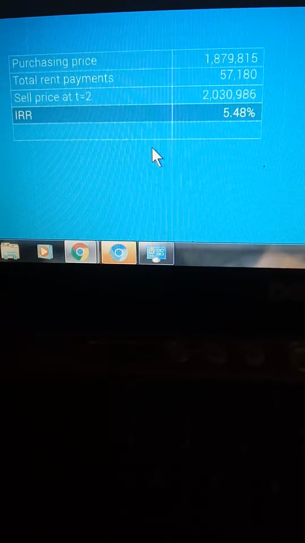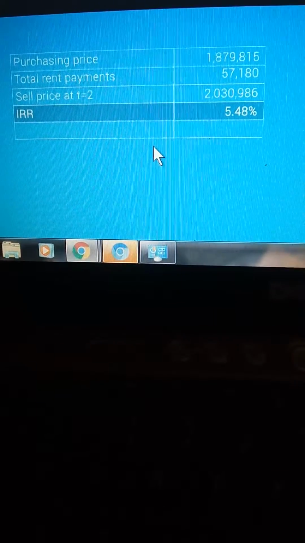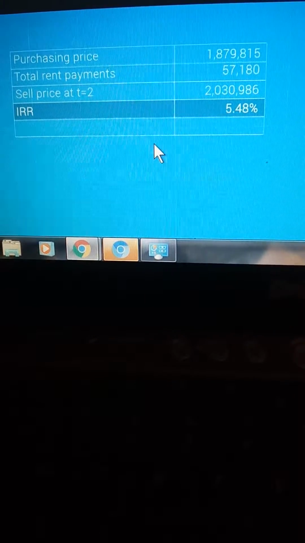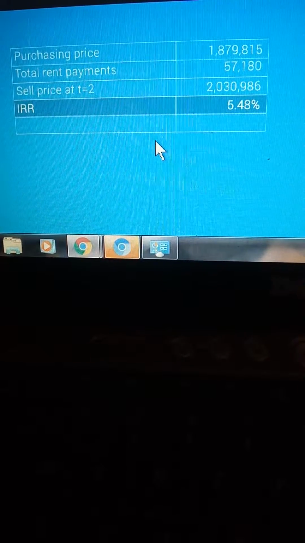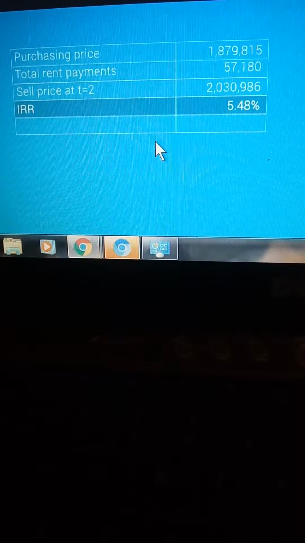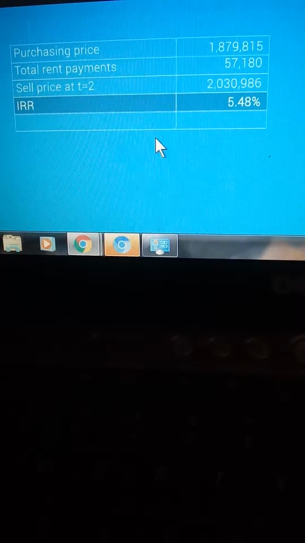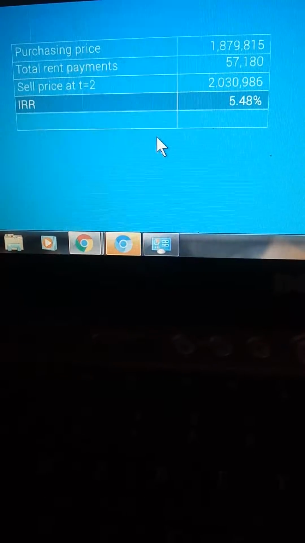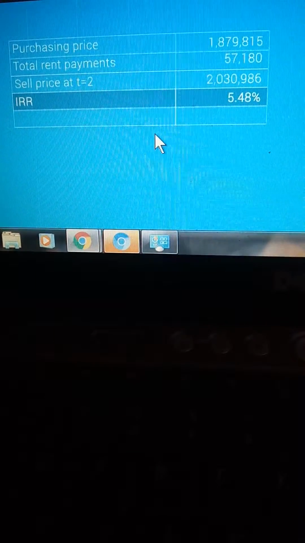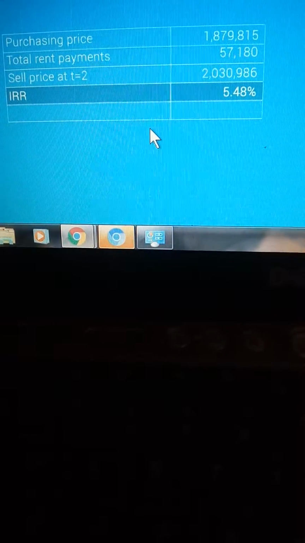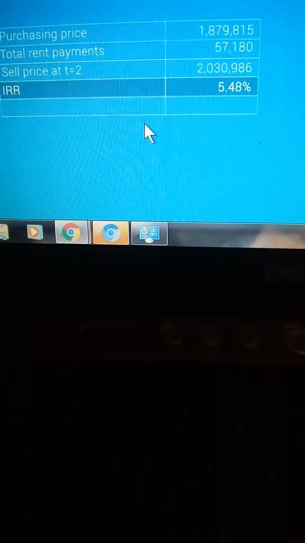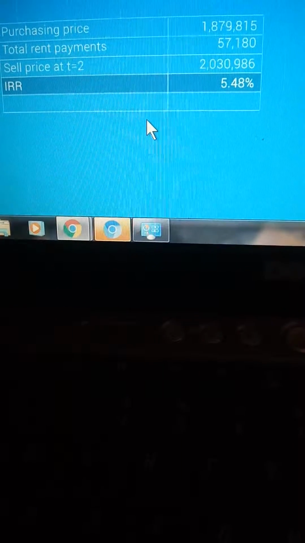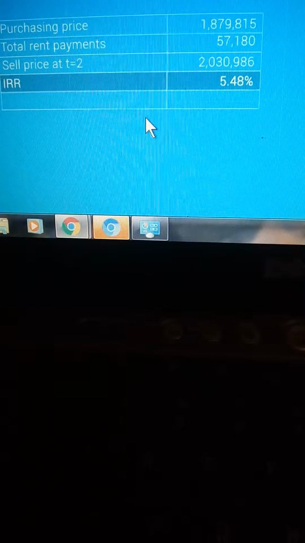We can develop the earlier example further to apply and illustrate the concept of the internal rate of return. Consider the example on the screen. Here we continue to assume the same purchase price as before, but now we have total rent payments of £57,180 in year 1 and rent payments and a resale price of £2,030,986 in year 2. From these cash flows, we can calculate the internal rate of return. It turns out to be 5.48% per year. Compare this to the holding period return of 11.1%.